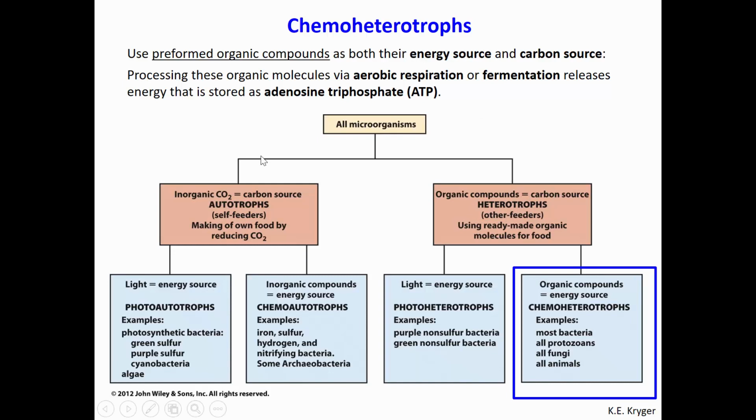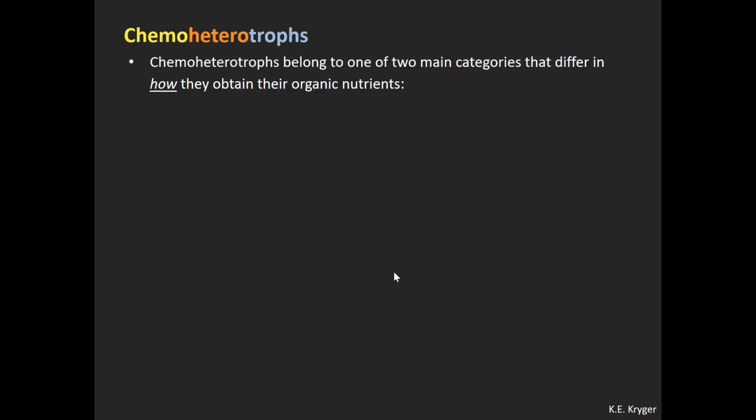The one I want you to focus on, because I have photoautotrophs there, that's FYI only, is the chemoheterotrophs. With chemoheterotrophs, they use preformed organic compounds as their source of energy and their source of carbon. And when you look down here in the blue box, chemoheterotrophs include most bacteria, all protozoans, all fungi, and all animals.